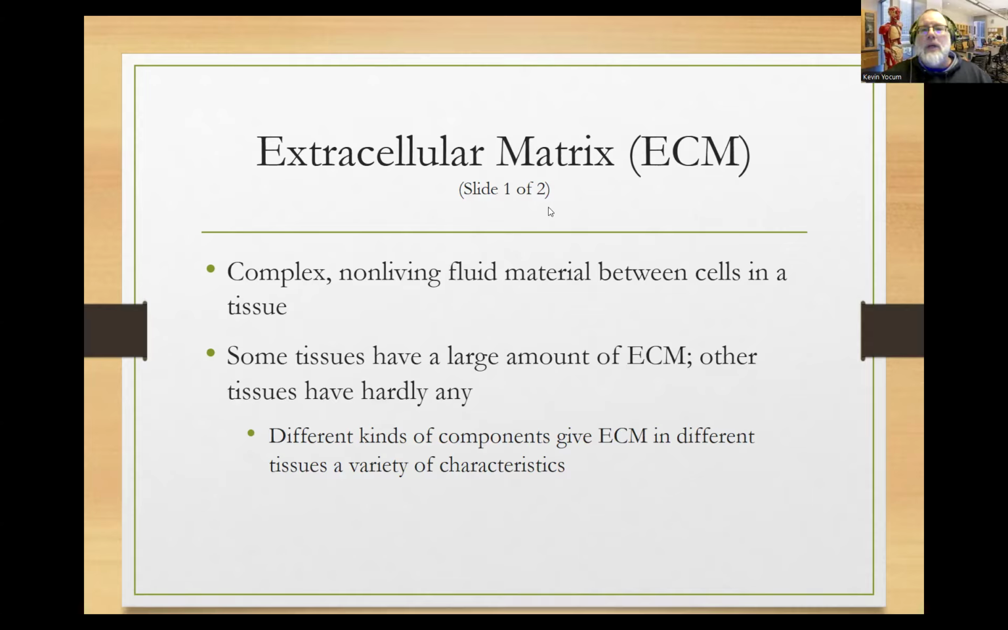So anyway, the matrix I mentioned earlier, this is that extracellular, oftentimes called intercellular. Now, inter means between, intra means within.